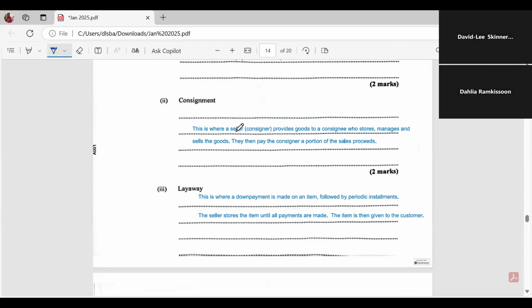Right? So with hire purchase, I will get the good immediately, even though it's still not mine. I will get the good immediately. Layaway, they'll put it away for me until I'm finished making the payments.